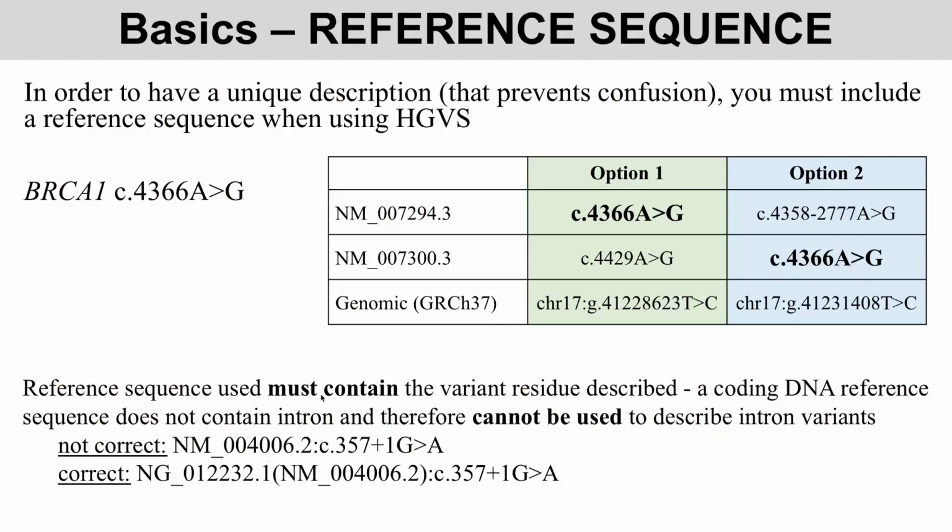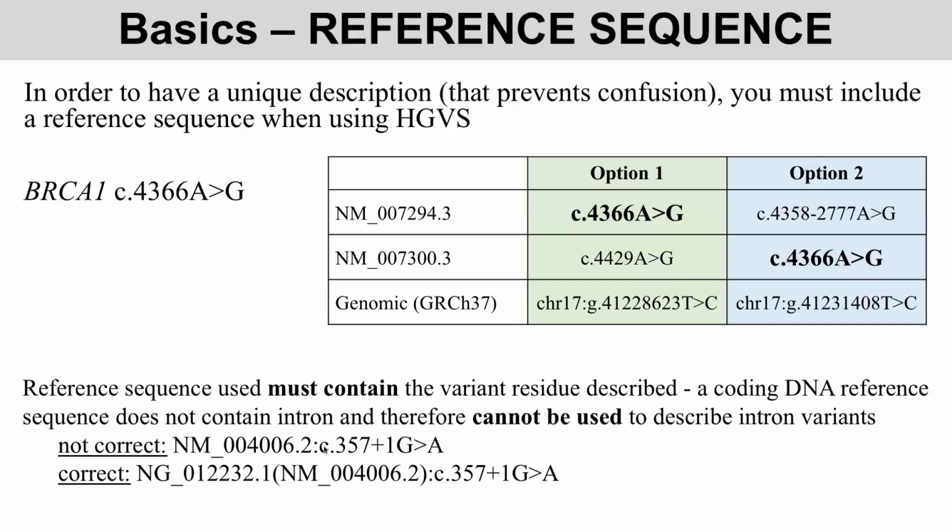Another important point is the reference sequence must contain the variant residue that you're describing, meaning a coding DNA reference sequence does not contain introns and therefore can't be used to describe intronic variants. So even though we often express intronic variants this way, technically that's not correct, because the position 357+1 G is not actually within this NM sequence. So it gets a little bit tricky at times for how to represent these. On the website, they suggested giving it in the context of an NG and then talking about the NM. So even though we often still use this top one that says not correct, technically it is not the right way to do it.